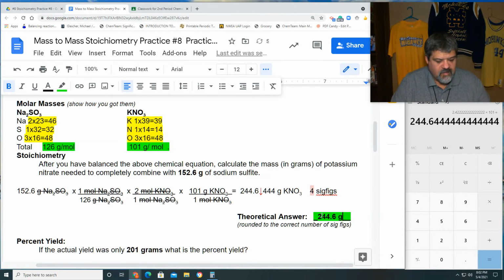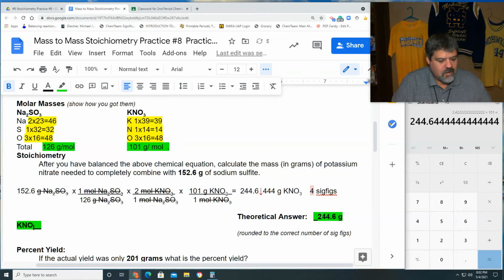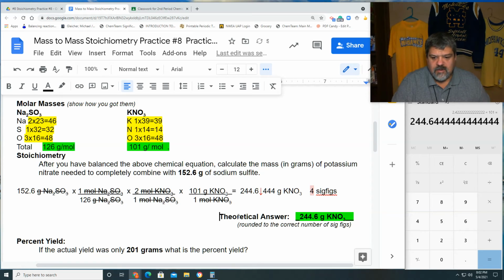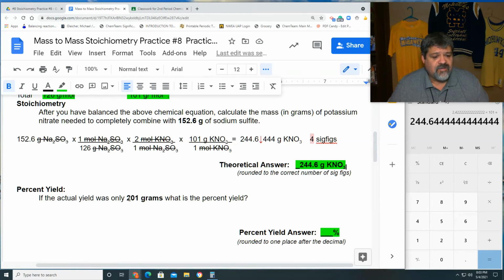So our answer over here is going to be 244.6. That's going to be grams of KNO3. And again, I like to make sure that we all stay in together, so we'll just go ahead and get rid of some of those. There we go. So that's our number right here. So that's our theoretical yield. The theoretical yield is if everything converts over, if everything works out. But in real life, it really doesn't. So we have an actual yield down here. We have an actual yield of 201 grams.